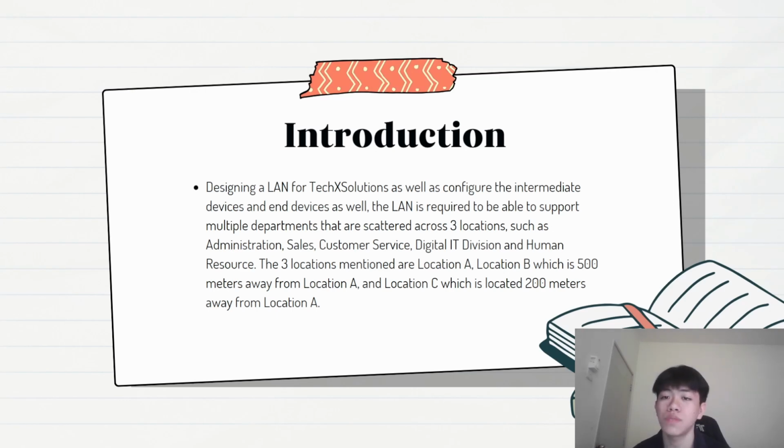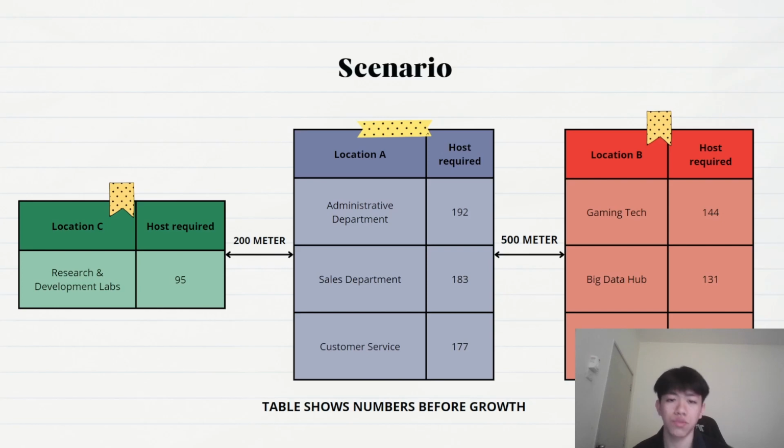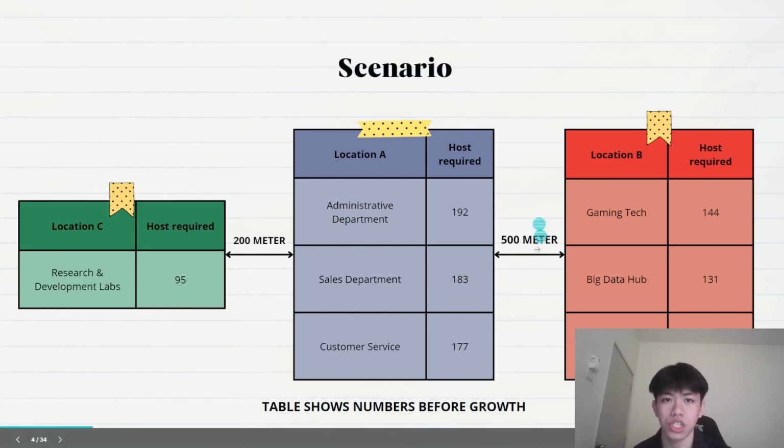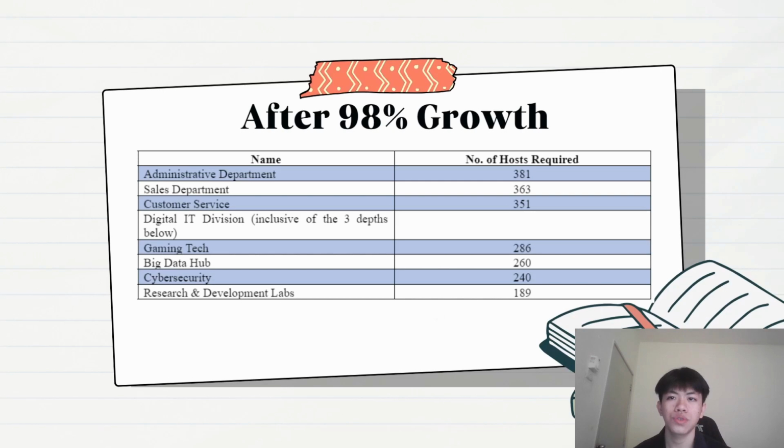Location B is 500 meters away from location A, and location C is 200 meters away from location A. And this is a visual representation, as well as the hosts required by each of these departments in each location. So this is the number of hosts required by each of these departments after a 98% growth, which was requested by the company.